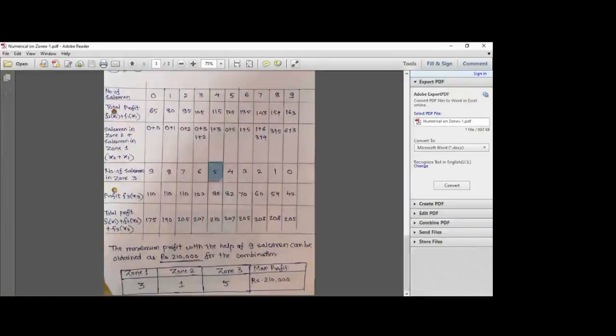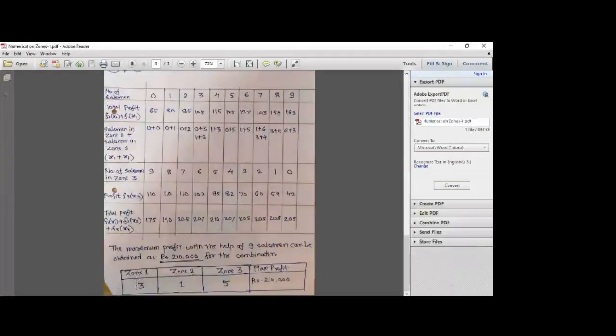There are 5 salesmen in zone 3. So you can directly write zone 3 will have 5 salesmen. Moving backward, here you can say it is 1 plus 3, right? So 1 stands for what? It stands for x2. Here you can see it is x2 plus x1, right? So 1 stands for your x2 and 3 stands for your x1.